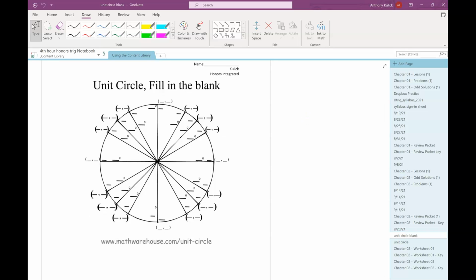So we'll start with this. This is the unit circle blank. This is in your content library also. You don't need to fill this out on your own. We're just going to do it together right now. Okay?